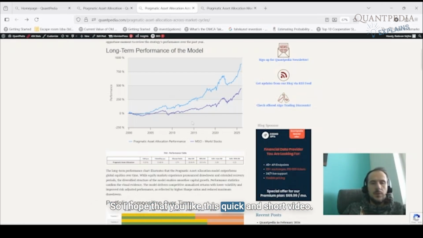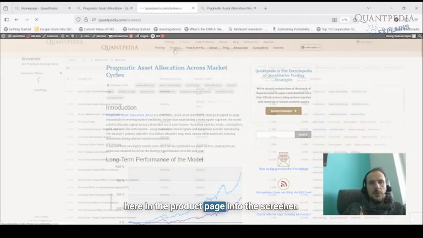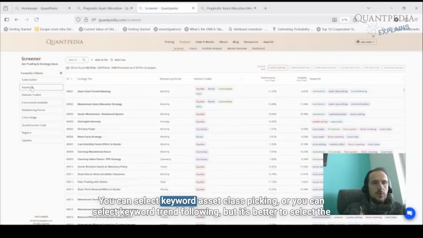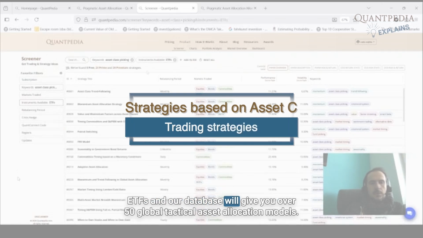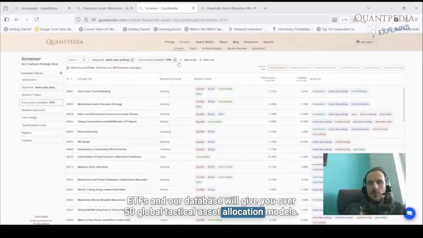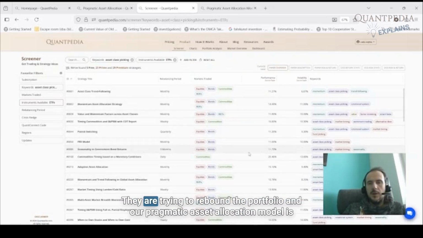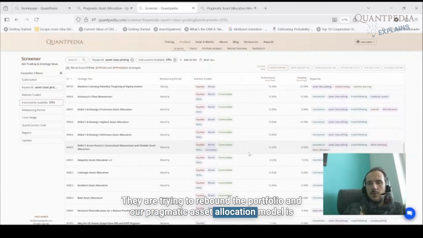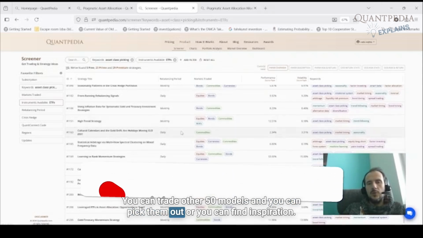So I hope that you liked this short video. If you are interested in global tactical asset allocation models, feel free to go to the screener here in the product page. In the screener you can select the keyword asset class picking, or you can select the keyword trend following, but it's better to select asset class picking, and then you can select instruments ETFs. Our database will give you over 50 global tactical asset allocation models that trade ETFs either monthly or on a quarterly basis. They try to rebalance the portfolio, and our pragmatic asset allocation model is one of them. But you don't need to trade it, you can trade the other 50 models and pick them out, or you can find inspiration.